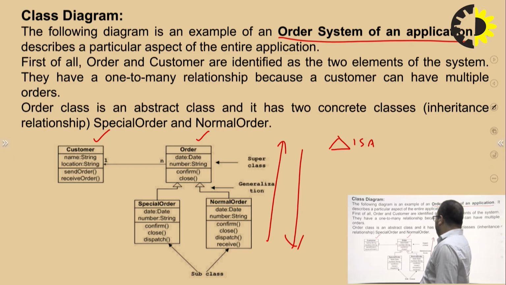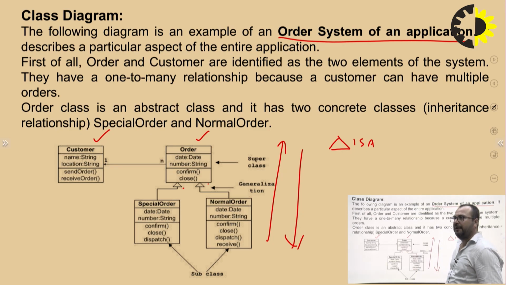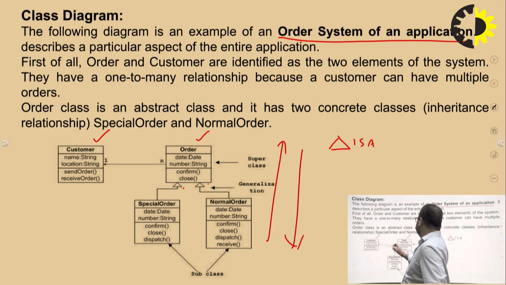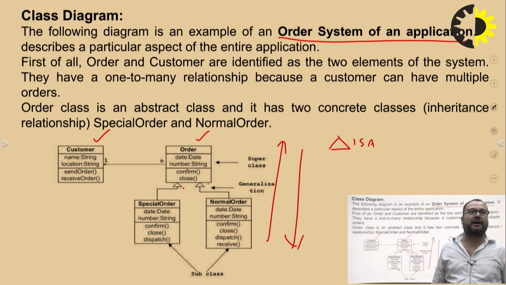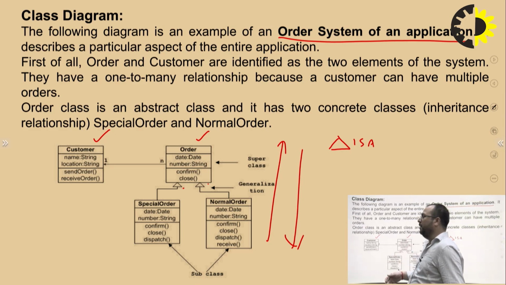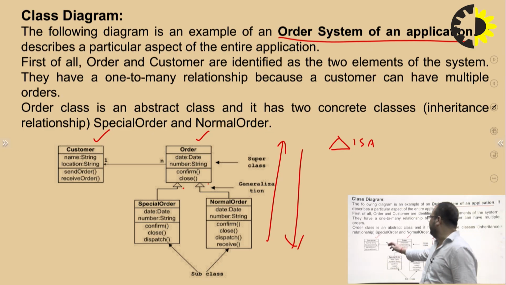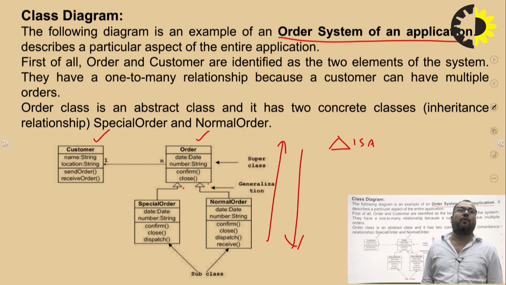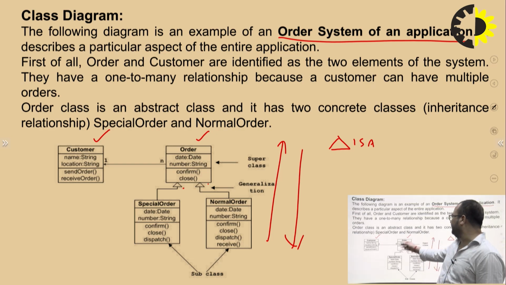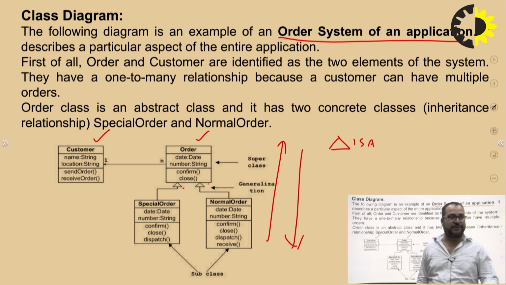So this triangle component is called the ISA component. Whenever a class is going to have subclasses or be further divided, that could be done by the concept of specialization. Now one class, say customer and order, have a kind of association. One customer may have several orders. In this way, this relationship or association is called a one to many association. So in this way we could represent the class diagram of an order system application.